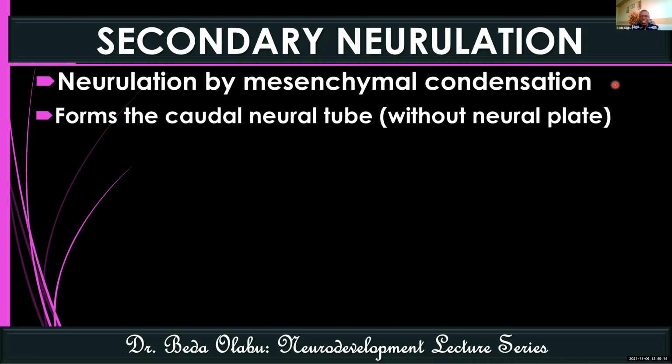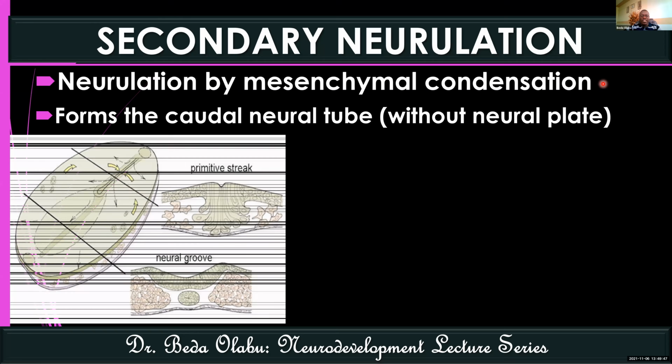Secondary neurulation does not require notochord, as we've mentioned. It requires mesenchymal condensation. It doesn't require notochord because, okay, let me put it this way. It has to use another mechanism of neurulation because the notochord is not present in the caudal end of the embryo, yet you still need a neural tube in that region. So this neural tube will not form from a neural plate. It will form from mesenchymal condensation.